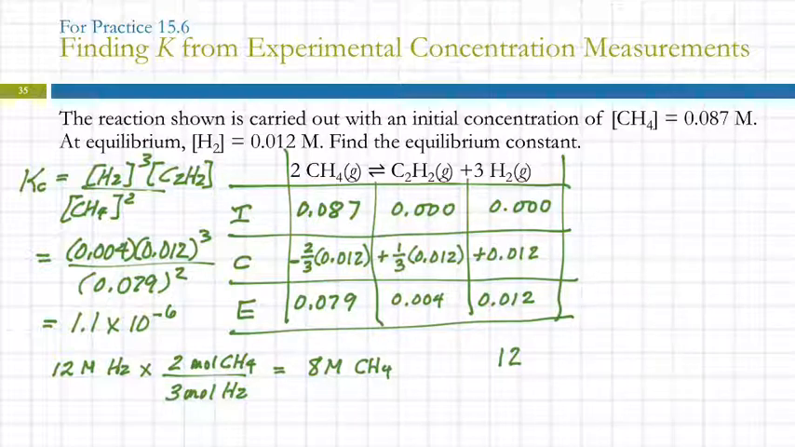0.004 times 0.012 to the 3rd power divided by 0.079 squared. I got the same answer. 1, 2, 3, 4, 5, 6. 1.1 times 10 to the minus 6. Yeah, I got the same as you.